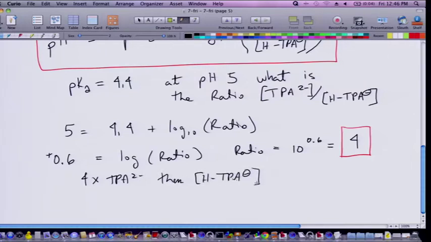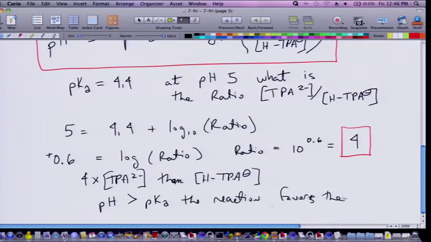So in this case, there's a 4-fold higher TPA2 minus concentration than the protonated form, and that's because the pH is 5. So the proton concentration is lower than the Ka, or in this case, the pH is greater than the pKa. When the pH is greater than the pKa, you're not going to be able to fully protonate. That species is going to be largely deprotonated. So you have to be careful how you think about this in terms of greater thans and less thans. But when the pH is greater than the pKa, the reaction favors the deprotonated state.